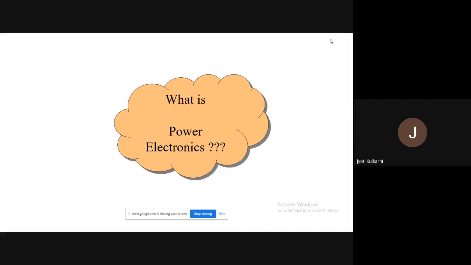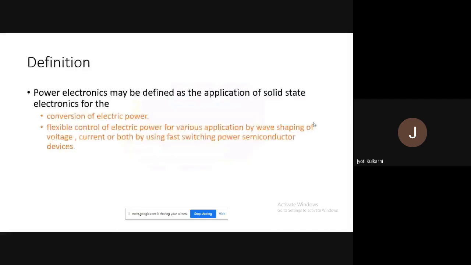The definition is: power electronics is the subject that deals with conversion of electric power. The conversion of electric power we handle by application of solid state electronics. Now what does solid state electronics mean? Solid state electronics is nothing but your power semiconductor devices. Why are they called solid state electronics? Because they do not have any movement.